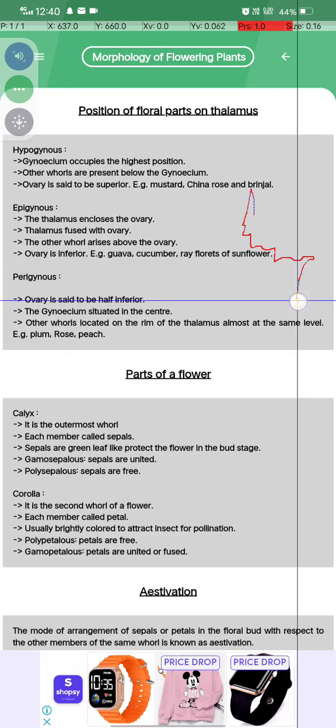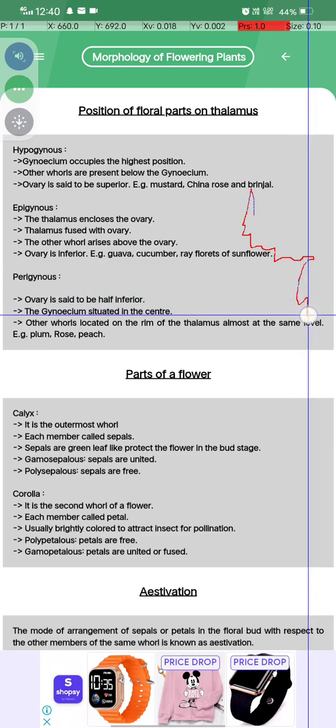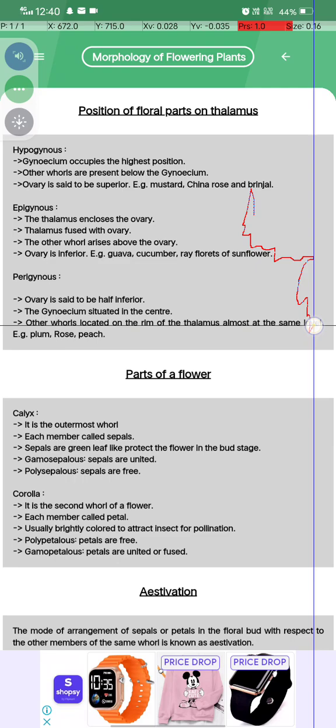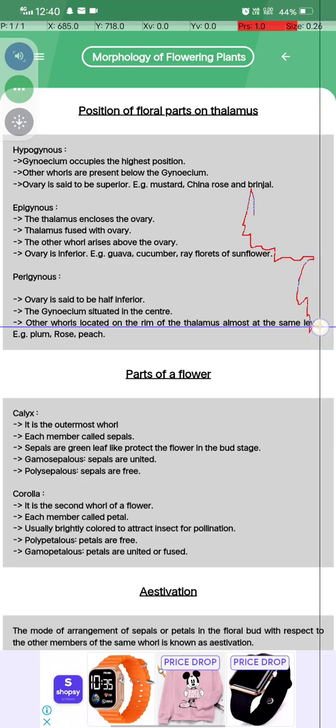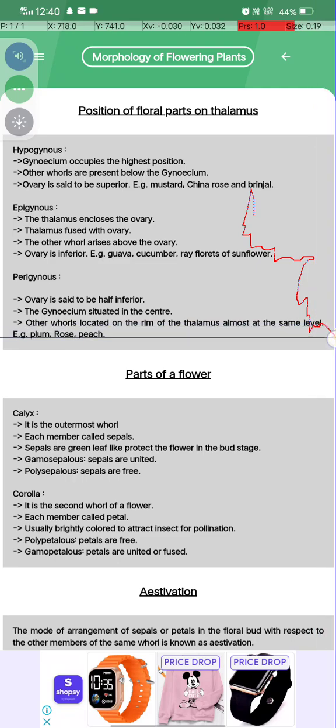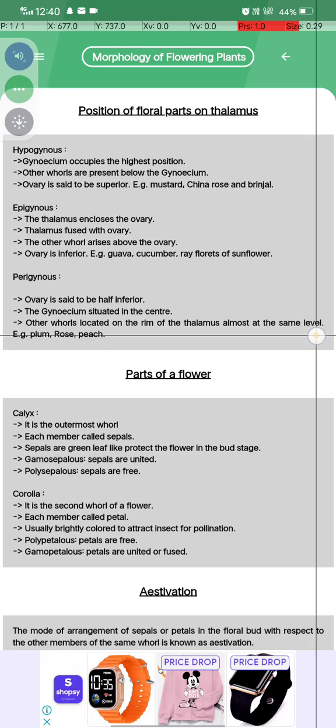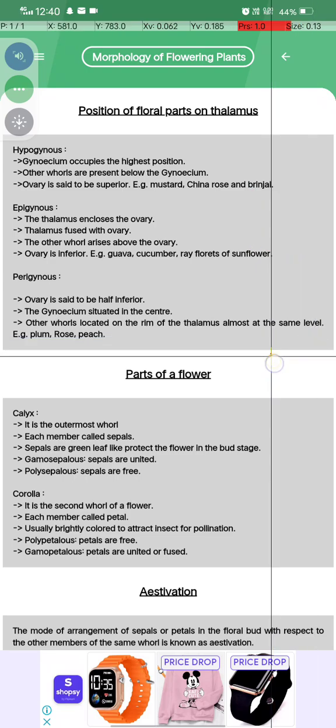Perigynous: the ovary is said to be half inferior, and the gynoecium is situated in the center, and the other whorls are located on the rim of the thalamus almost at the same level. Examples: plum, rose, peach.